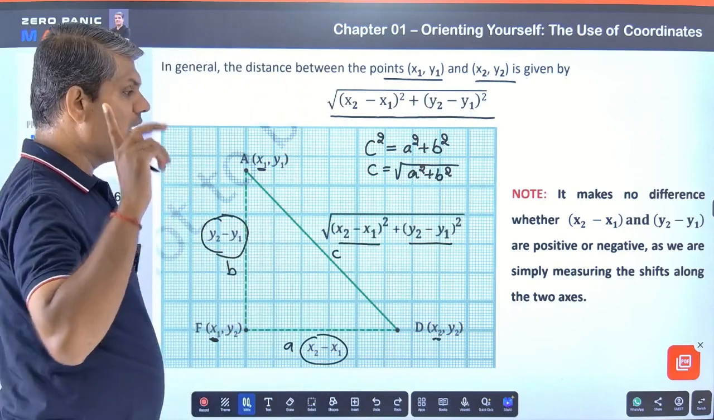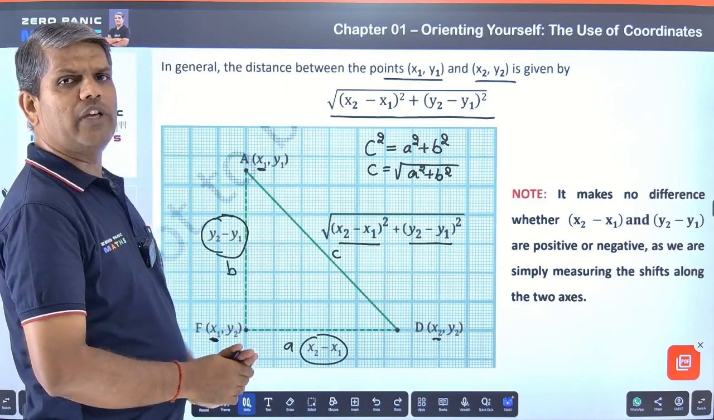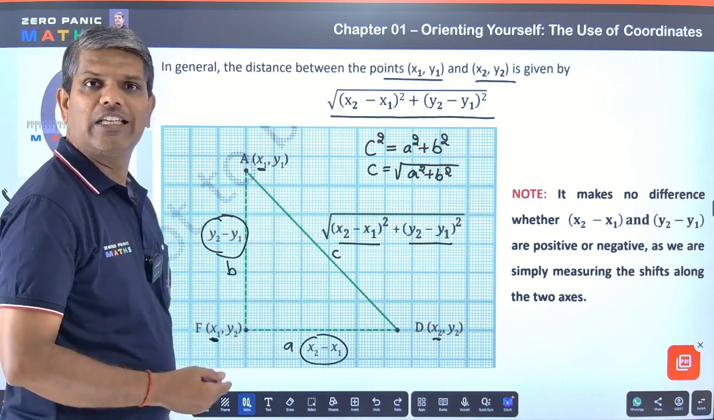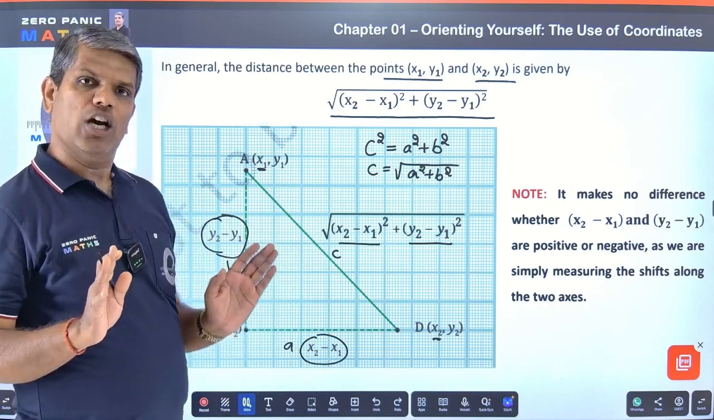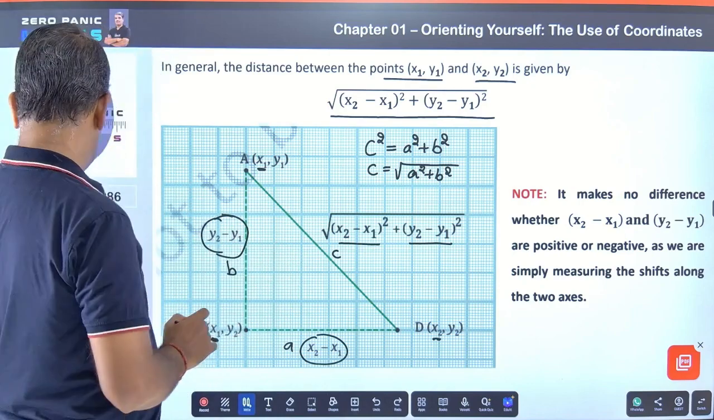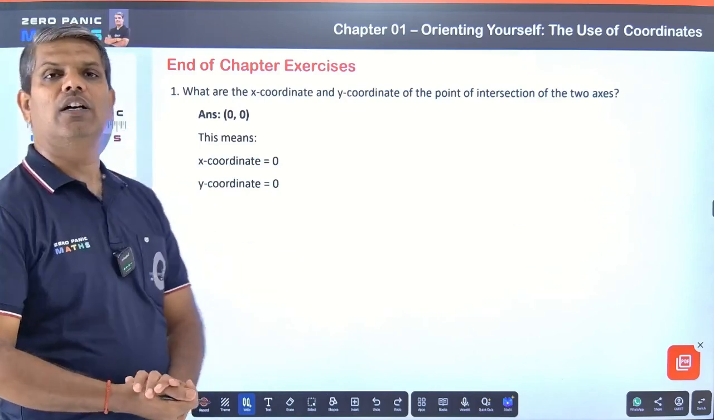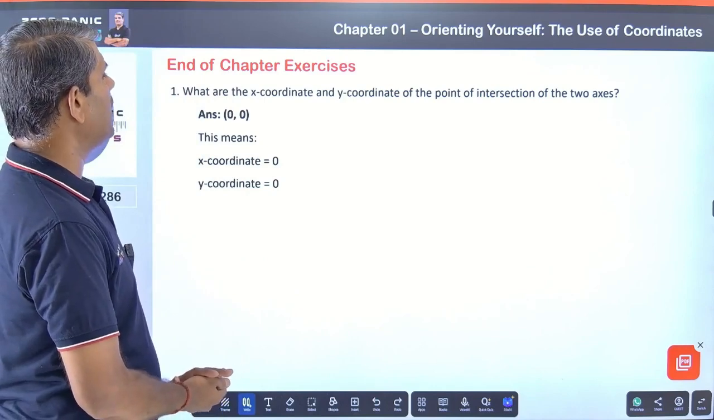Remember this formula. This is the formula that we are going to use for solving many of the problems in the coming exercise. Did you understand this clearly? Now we are done with the concepts. Now we will see the end of chapter exercises.